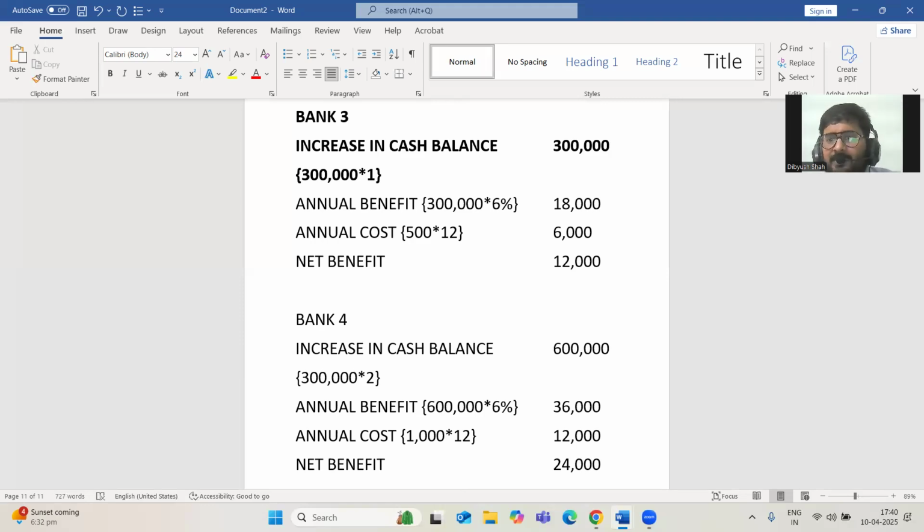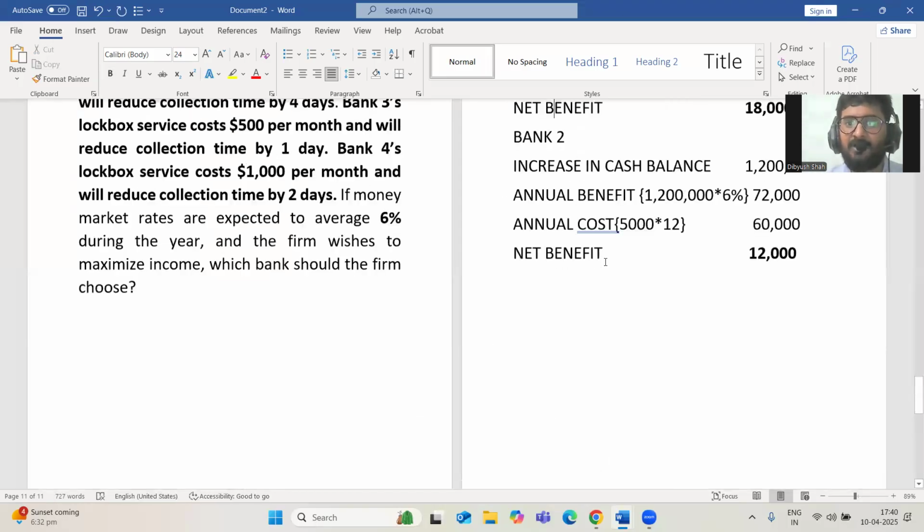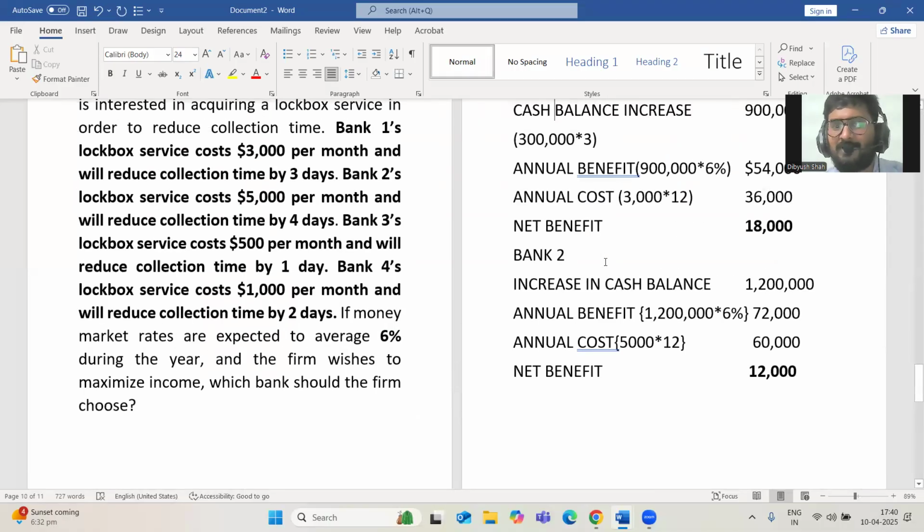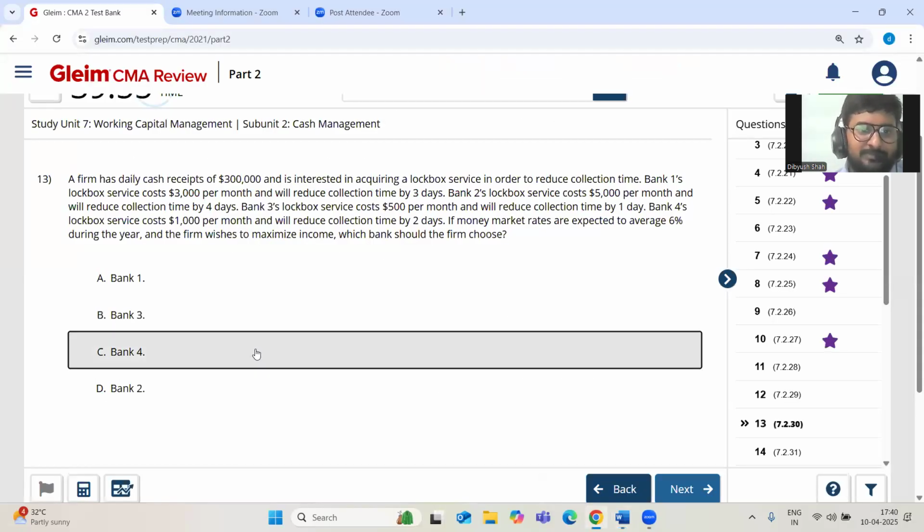My net benefit, 36 minus 12, 24. Now remember that I will go with wherever my benefit is highest. With bank 4, my benefit will be 24. With bank 3, my benefit will be 12. So of course, bank 4 is more preferable. Bank 2 also it's 12. Bank 1 it's only 18. So I'm making most with bank 4, 24,000. I will go with bank 4 only.